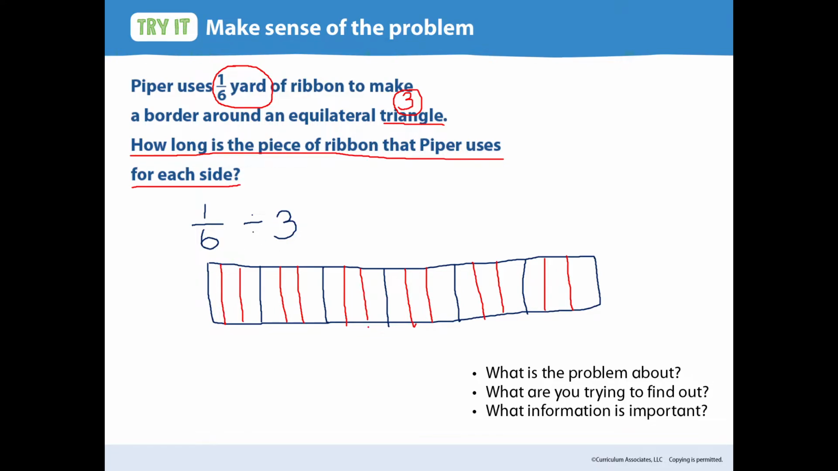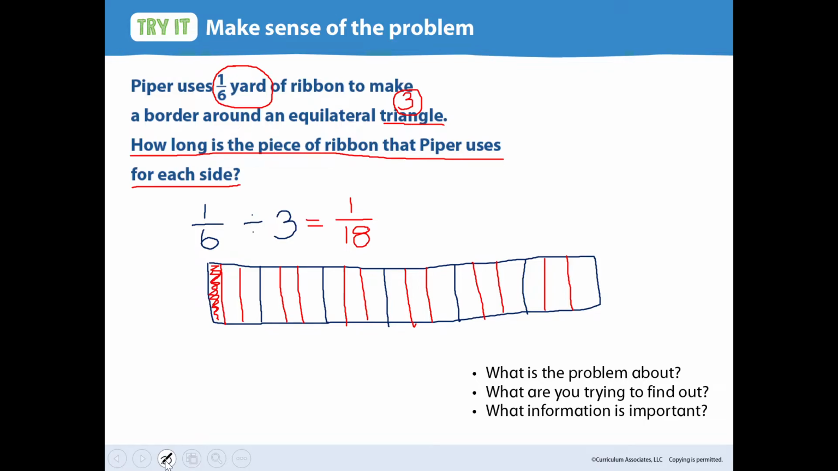So to find the solution, I would like to see what one of these sections is. So if I count 1, 2, 3, 4, 5, 6, 7, 8, 9, 10, 11, 12, 13, 14, 15, 16, 17, 18. There are 18 pieces now altogether, and so one of these sections represents 1/18. So 1/6 divided by 3 is 1/18. All right, so that's how we could use a visual model to solve that problem.